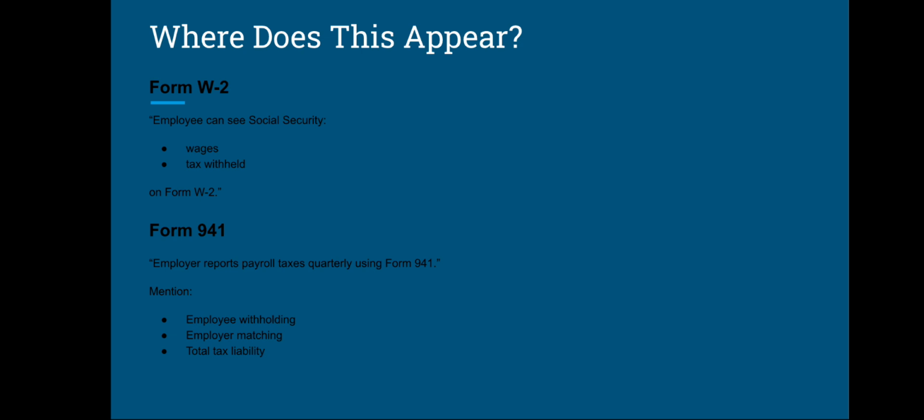And the second is form 941. The employer reports payroll taxes quarterly using form 941. This 941 includes federal tax withholding, social security tax of employee plus employer, and Medicare tax of employee plus employer. So I'll explain everything in a separate video for Medicare tax and a separate video for federal withholding tax as well.